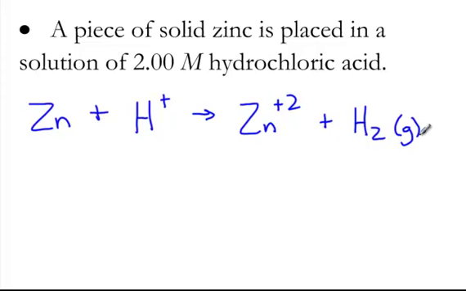And we do have to balance this, though. Take a look at our charges. We have a +1 at the beginning. We have a +2 at the end. So we need to put a 2 in order to balance both our atoms and our charges.